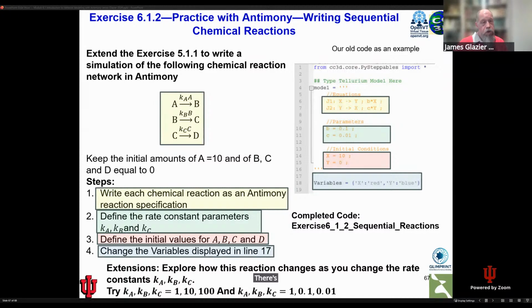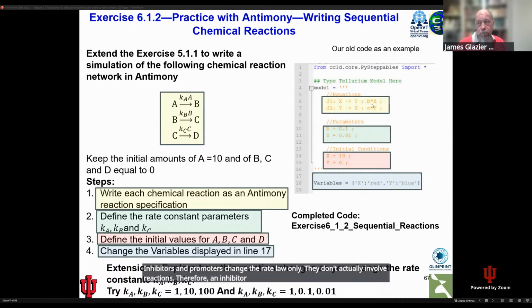There's a good question in the chat. How do we do inhibition or promotion in this notation? Inhibitors and promoters change the rate law only. They don't actually involve reactions. Therefore, an inhibitor or promoter will show up as a change in the rate.